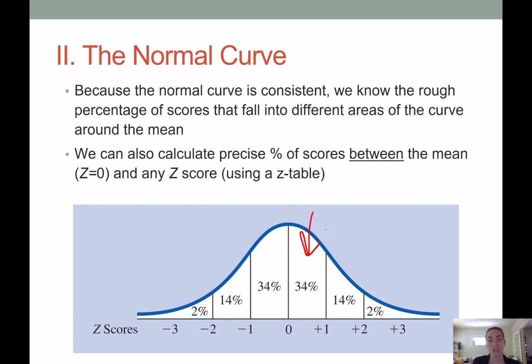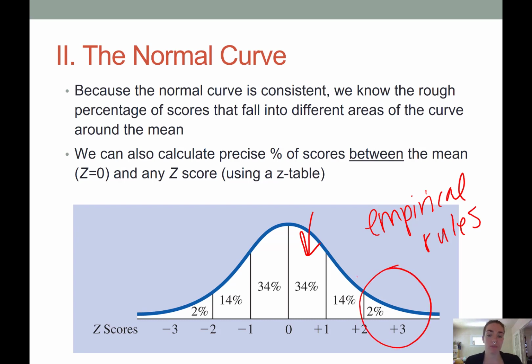These different proportions or percents that you see on this diagram, these are called the empirical rule. The empirical rule tells us exactly what proportion of scores fall within different regions of this curve. So notice that only 2% of scores will be above 2 standard deviations above the mean, or will be higher than 2 standard deviations above the mean. That means that it's really unusual to have a z-score that is more than +2, right?